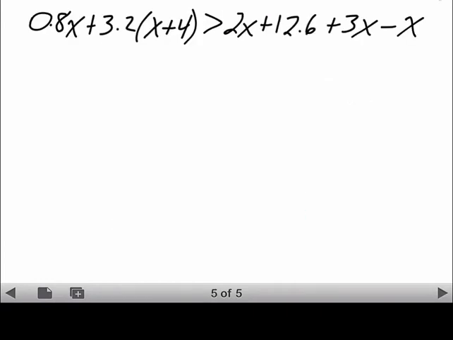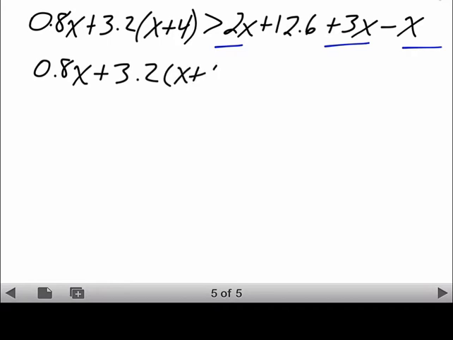Our next inequality is 8/10 x plus 3 2/10 times the quantity of x plus 4 is greater than 2x plus 12 6/10 plus 3x minus x. First, we're going to collect our like terms on the right-hand side. We'll end up clearing the decimals, but I'd like fewer terms to begin with. So 8/10 x plus 3 2/10 times the quantity of x plus 4 is greater than, now 2x and 3x add up to 5x minus x gives us 4x plus 12 6/10.